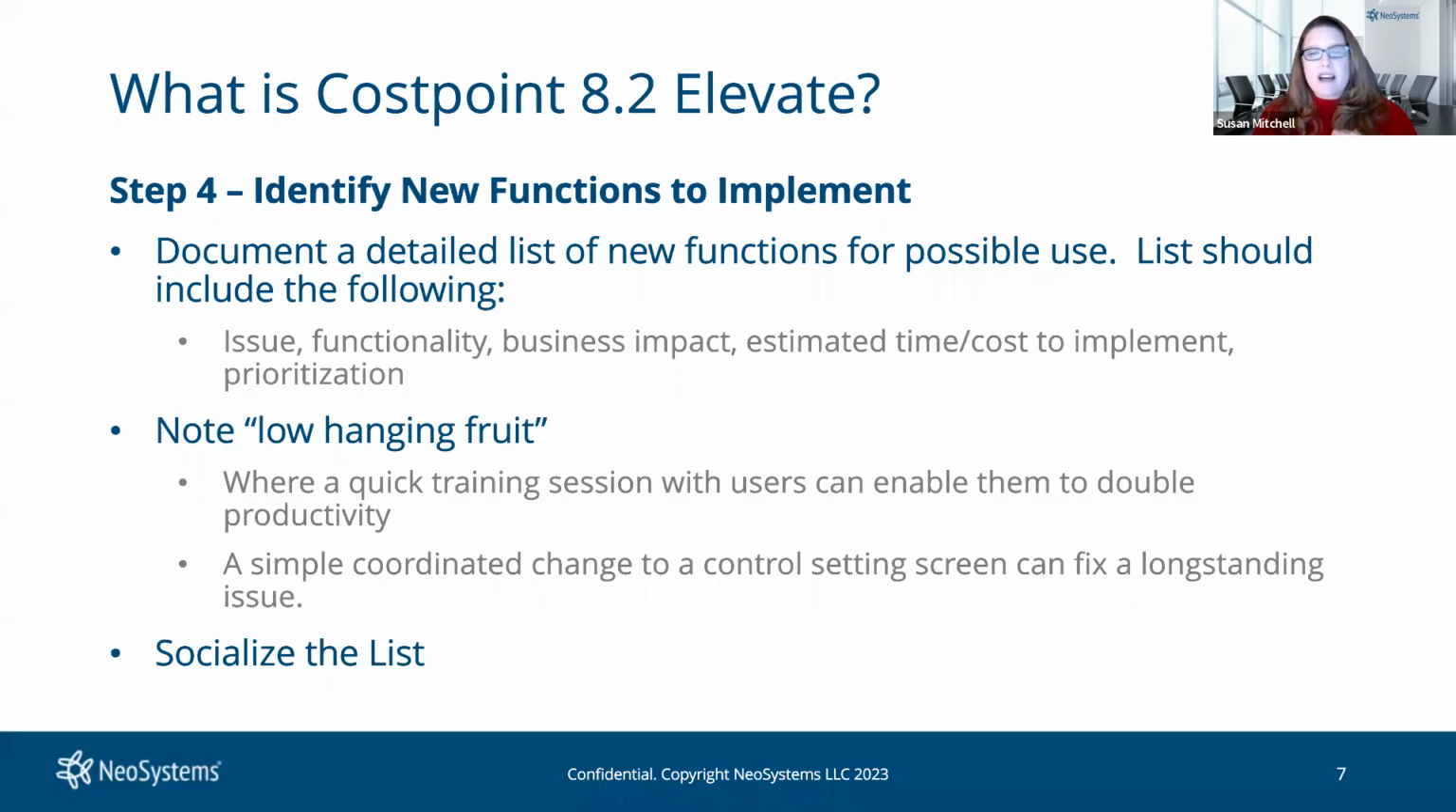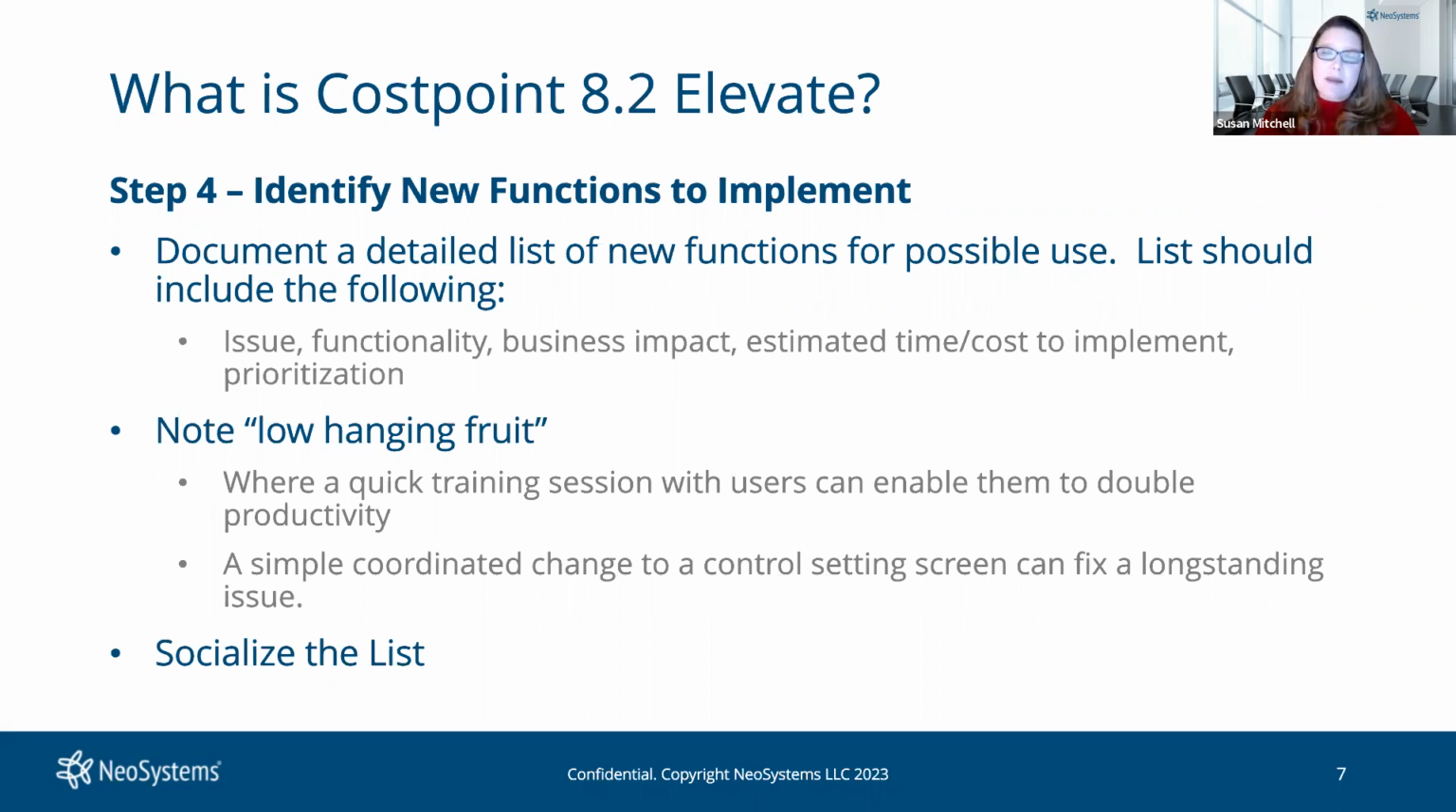One, the issue, and really that's more what are you trying to make easier? Are you trying to make AP entry easier? What are you trying to do? The functionality that's going to fix that. So is it a control change? Is it a new feature you want to take advantage of? The business impact. You're going to want to have an idea of what this is going to do for you. That's one reason why in step 2, you're gathering some of those statistics. So you're going to want to have a feel for the business impact.